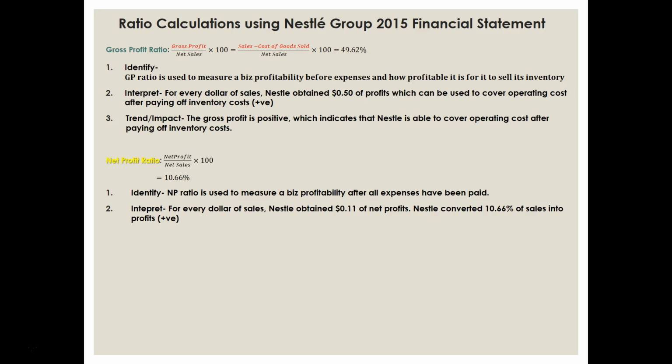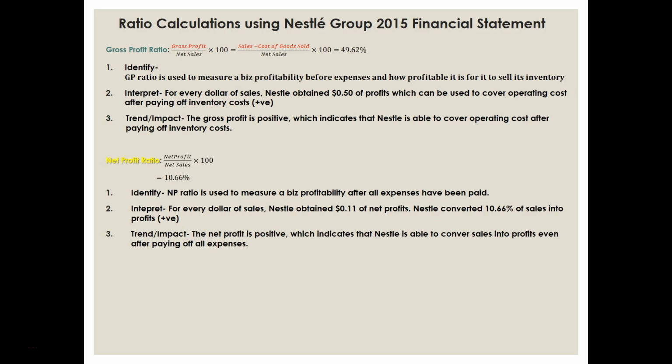So for every dollar of sales, Nestle obtained 0.11 cents of net profits. So Nestle managed to convert 10.66% of sales into profits. So obviously this is a good thing, which means that they can convert sales into profits after paying off all the expenses. Now here, let's just take a look at the difference.